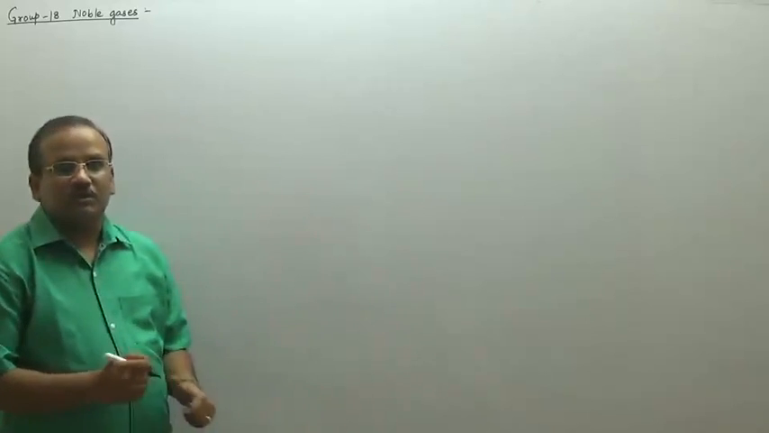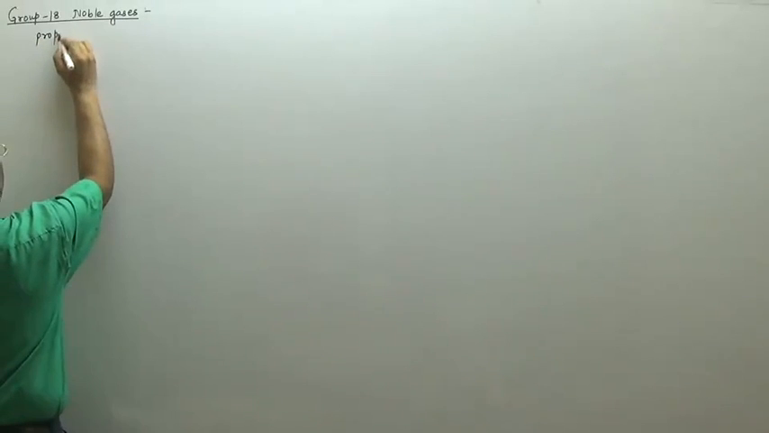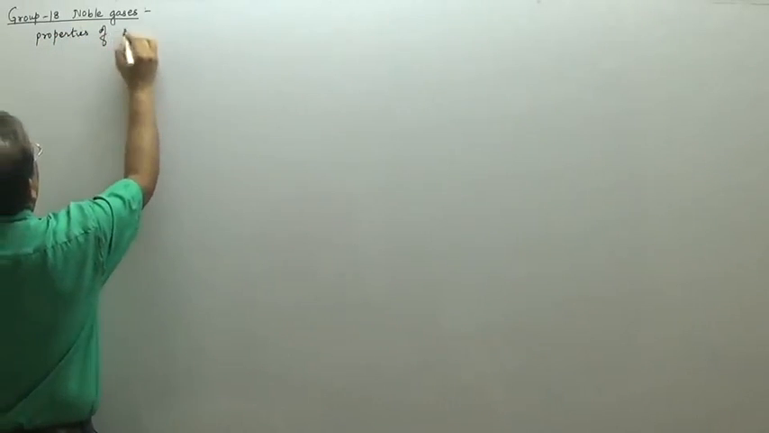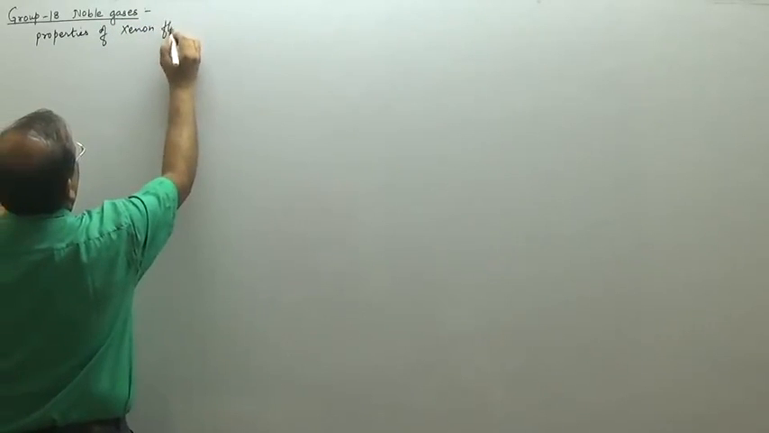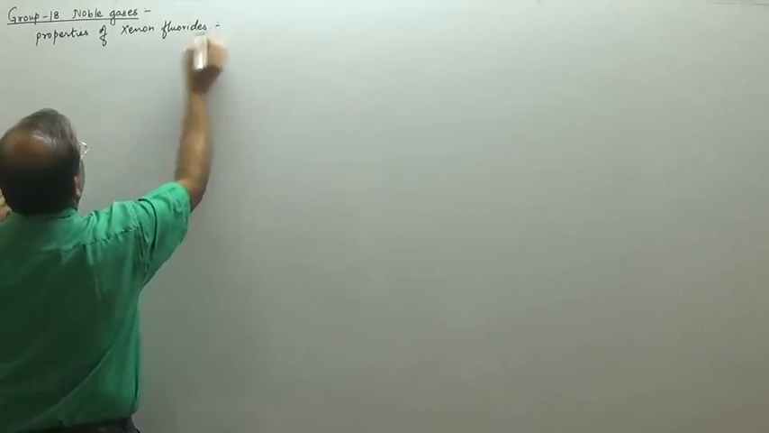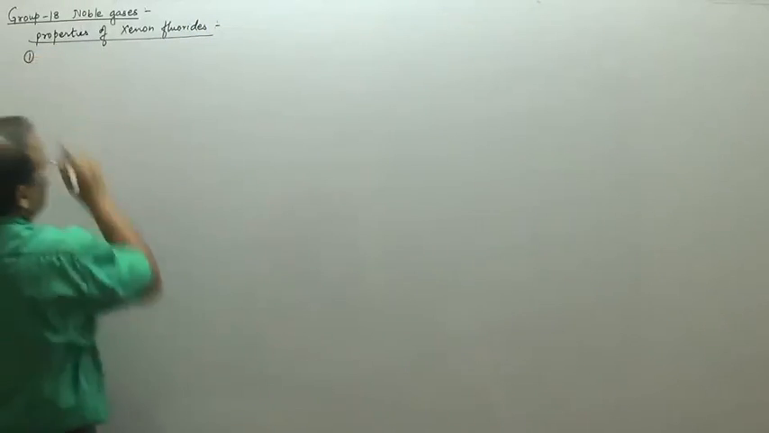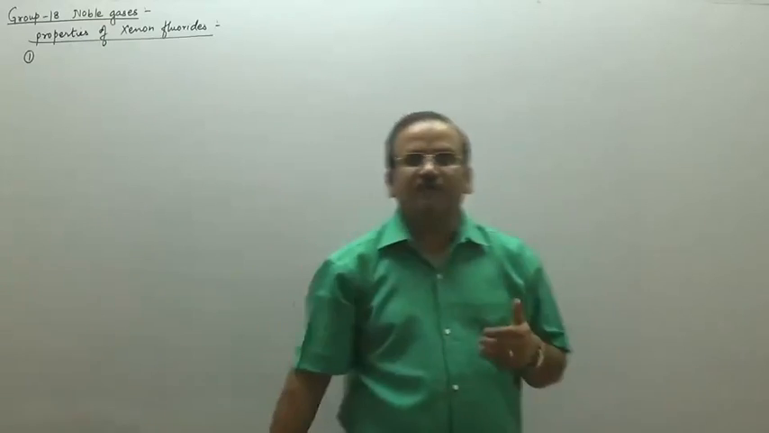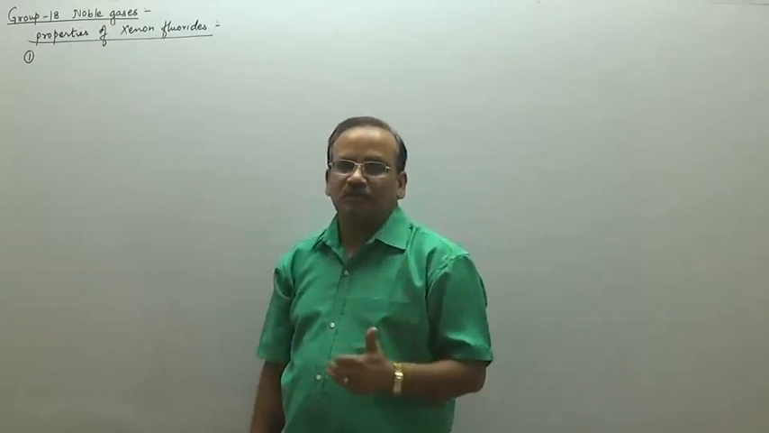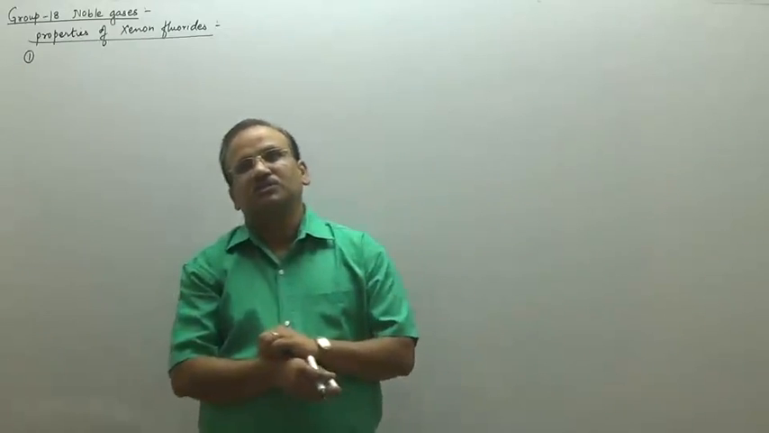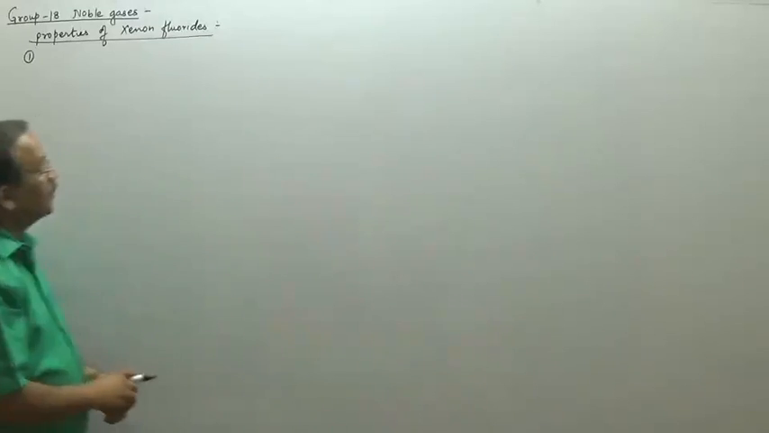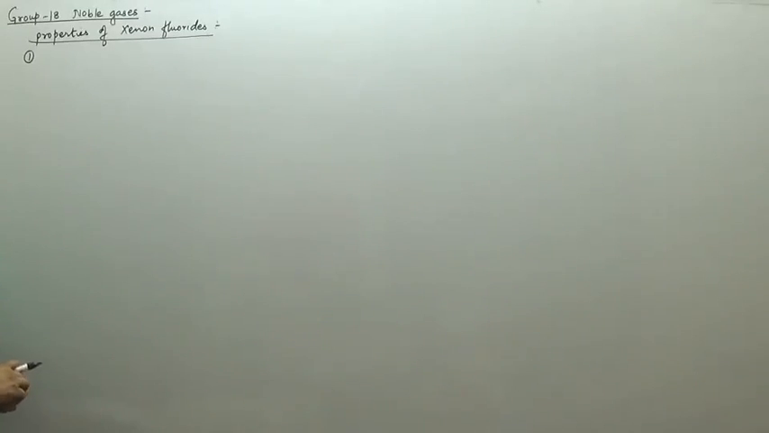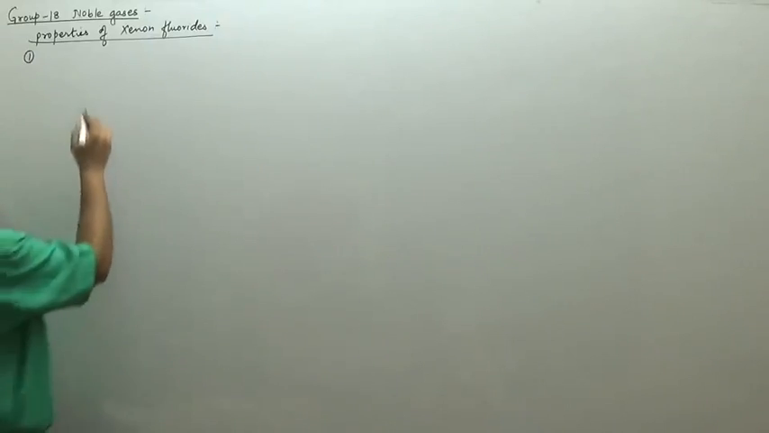Now we can discuss the properties of xenon fluorides. All these xenon fluorides, whether difluoride, tetrafluoride or hexafluoride, are colorless solids which sublime at room temperature. So we say that all xenon fluorides are colorless crystalline solids and sublime at room temperature.